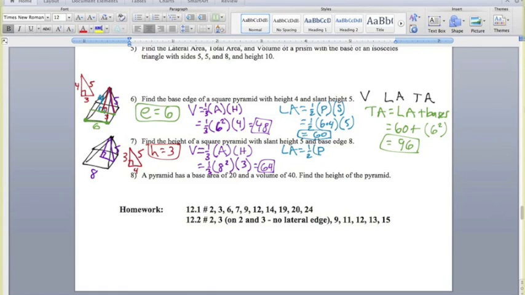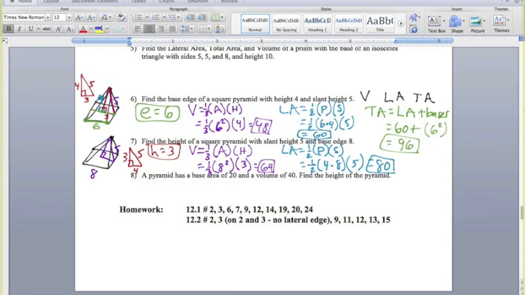Lateral is 1/2 the perimeter times the slant height. So 1/2, since it's a square, its perimeter is 4 times the side. The slant height we were given was 5. You get 80 on that, I think. 16 times 5 is 80.